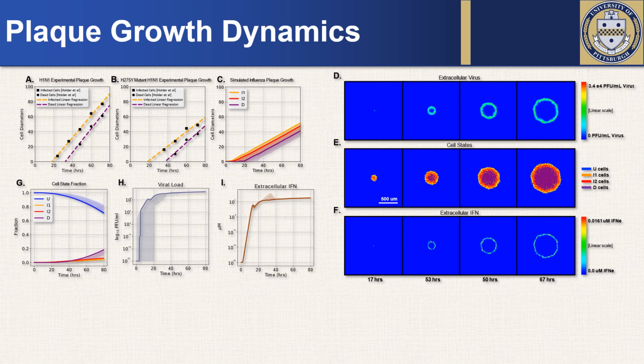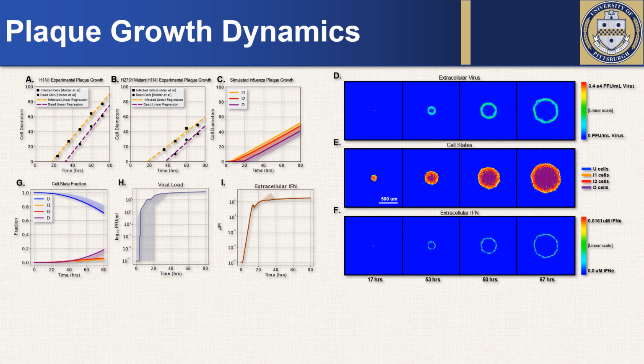A and B show experimental plaque growth assays with a linear regression line of the growth rates superimposed, while C shows our simulation of a similar assay. All three panels have different viral strains, so the growth rates are expected to differ between them. The important takeaway here is that the simulation captures this linear growth rate without any training to plaque growth data or explicit rules governing the linearity of the growth.